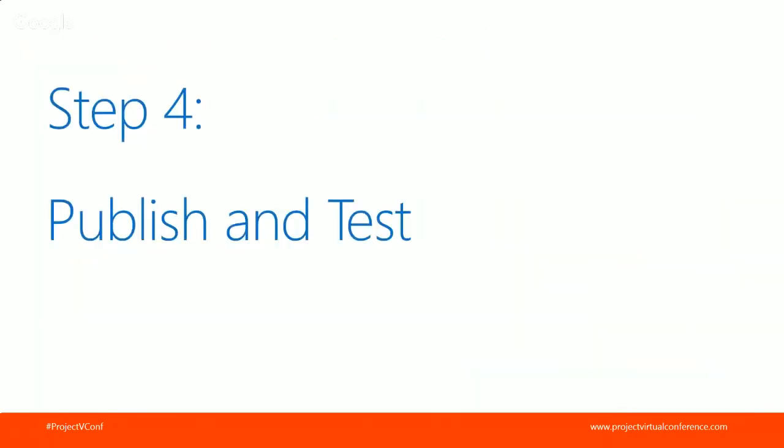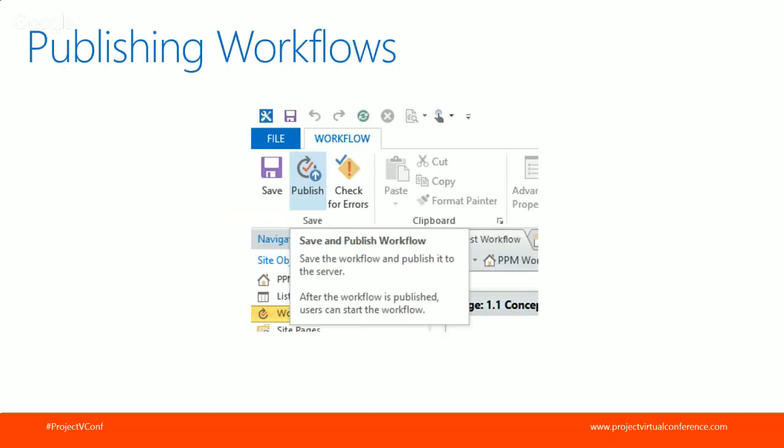Good, so we made it through our details of building. So our last step is just publishing and testing. The publish is found on the upper left of the workflow design. You'll publish. There's also a check for errors, but I found that when you publish, it also checks for errors, so it'll do that for you.